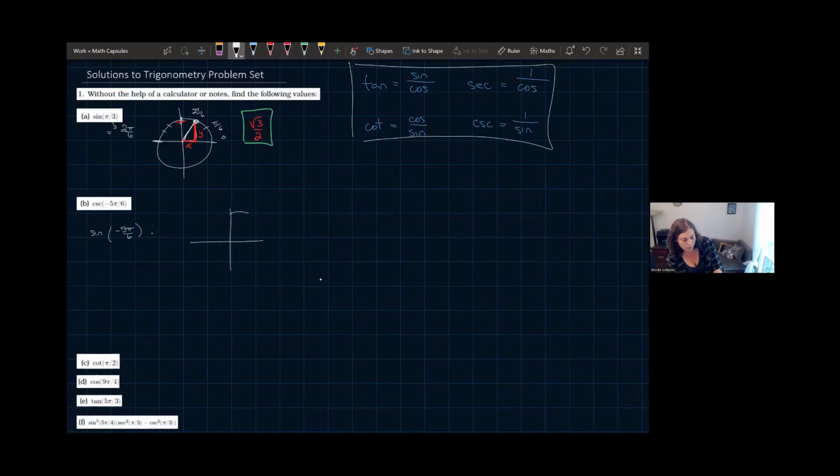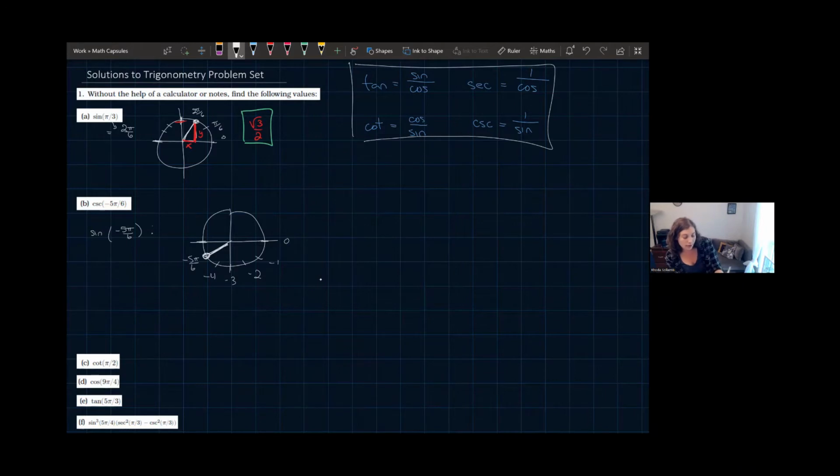Again, it's a multiple of pi over 6. It's negative, so I'm going to be counting clockwise instead of counterclockwise. So starting at 0, divide into 6 even wedges and count. 1, 2, 3, 4, 5. Negative 5 pi over 6 is down here.